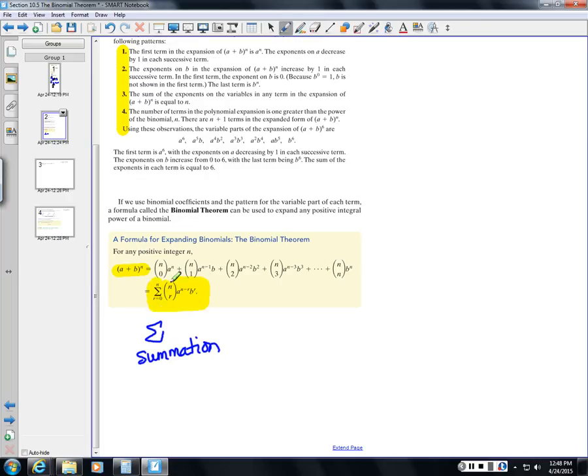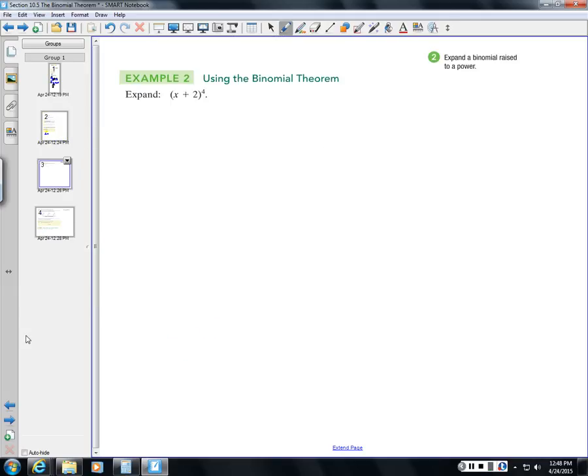Again, it's easier to see it put into an example and see the formula applied versus trying to understand what this definition is saying. But basically it just comes down to a summation. We're going to sum up all these binomial coefficients that we have. Alright, so let me show you how to apply this to an example.